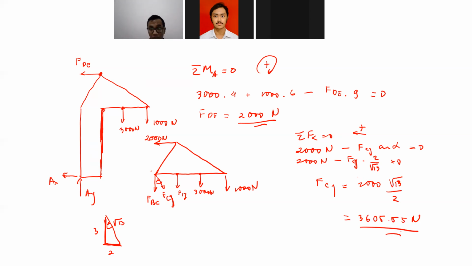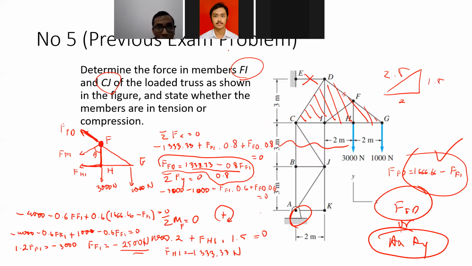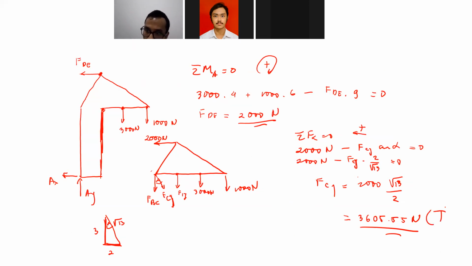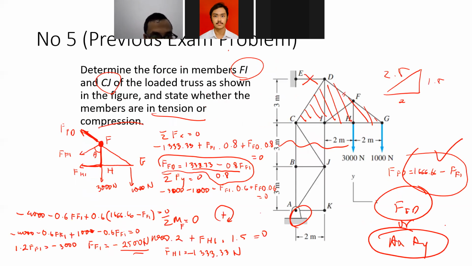So that is the value of FCJ, and don't forget to give the information here because tension or compression is part of the question. So yes, FCJ is tension. And just note FIJ is negative, so it means that FIJ is under compression. Okay, thank you very much, Irshad.